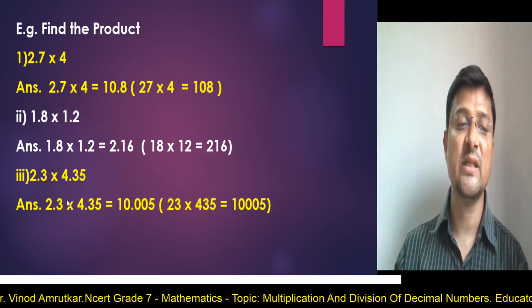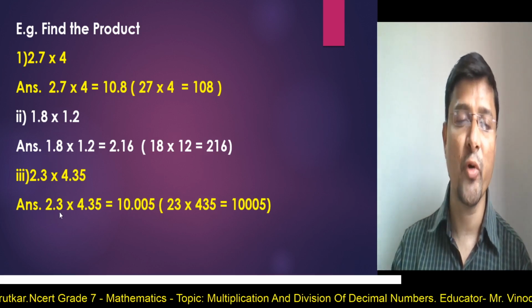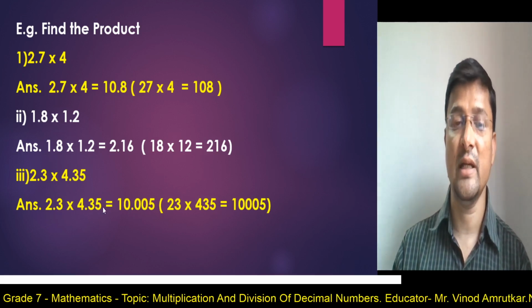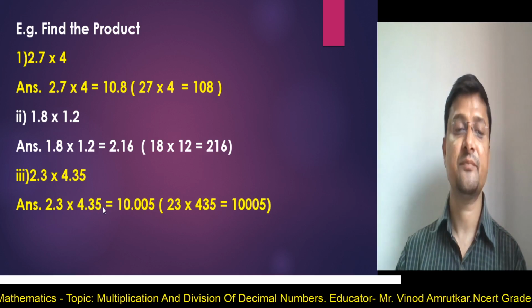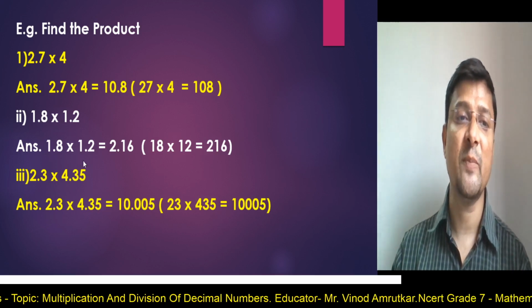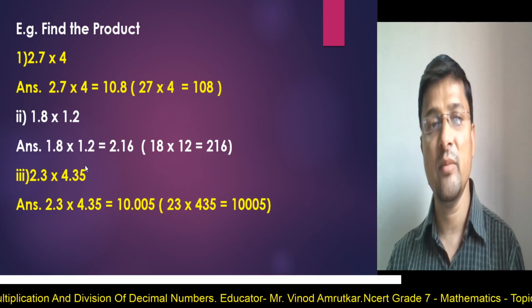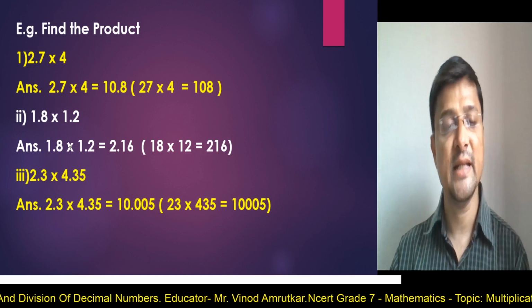10.005. So this is the multiplication of 2.3 and 4.35. So students, in this way we multiply a decimal number by a whole number and a decimal number by a decimal number.